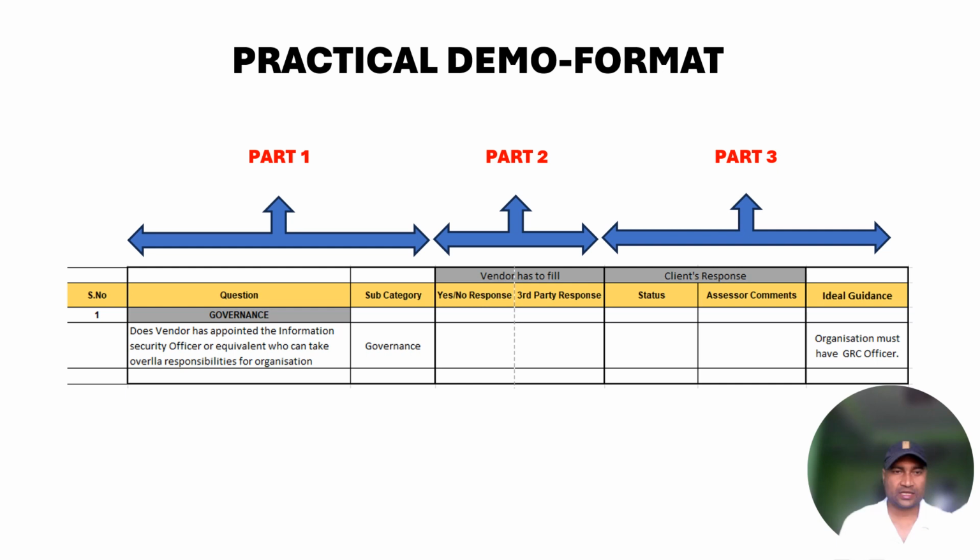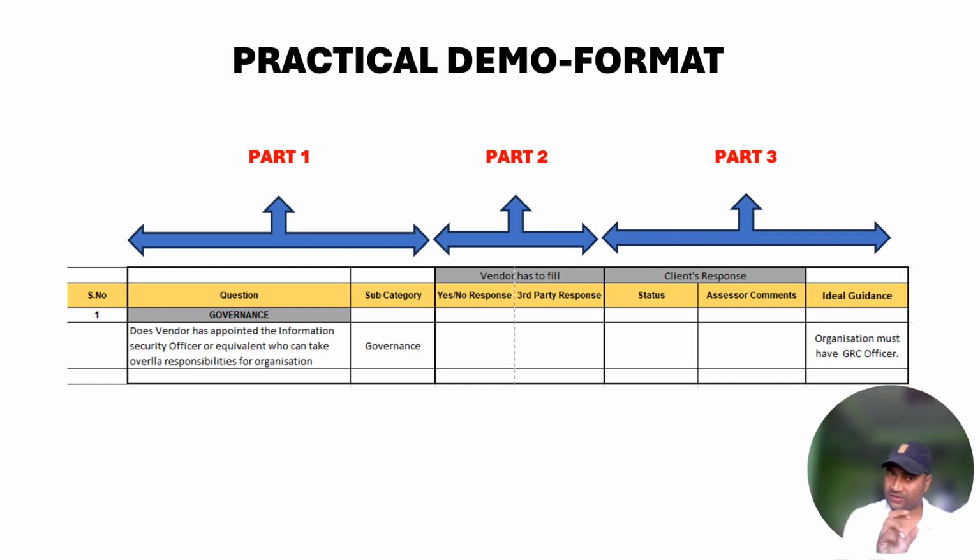Here I am taking the example of the governance control, where the customer is asking the vendor whether the vendor has appointed an information security officer or an equivalent officer who can take the overall responsibility of the organization. Guys, I'm so sorry, the spelling of overall is not correct here. I apologize. So this question comes under the subcategory of governance.